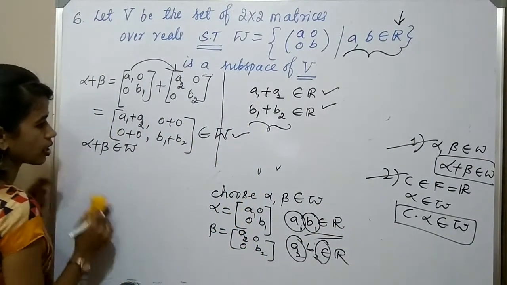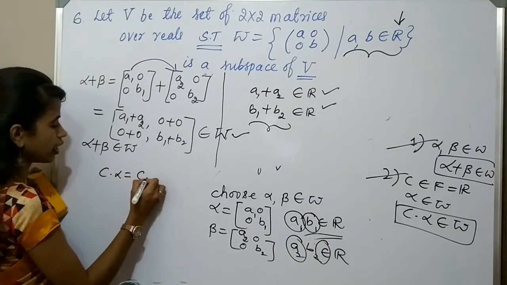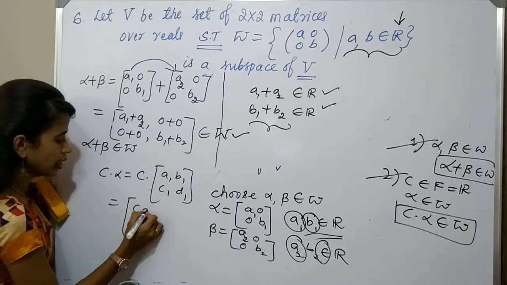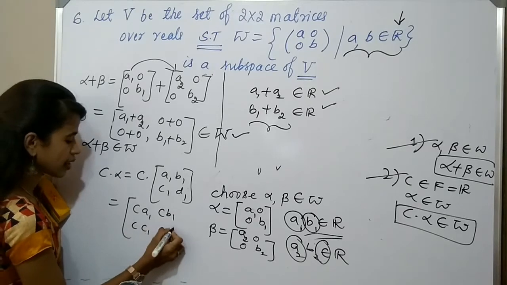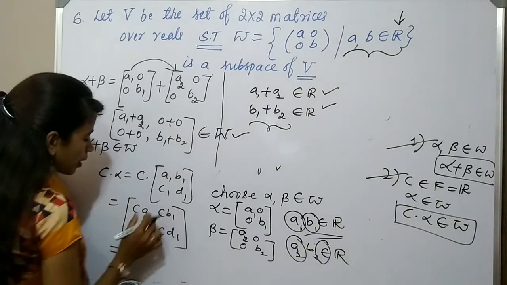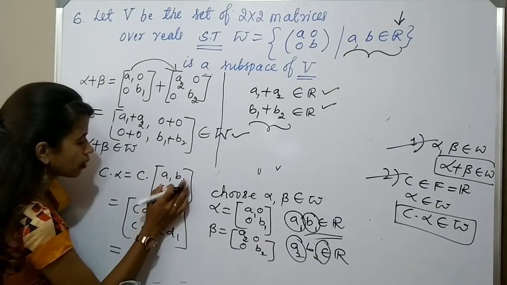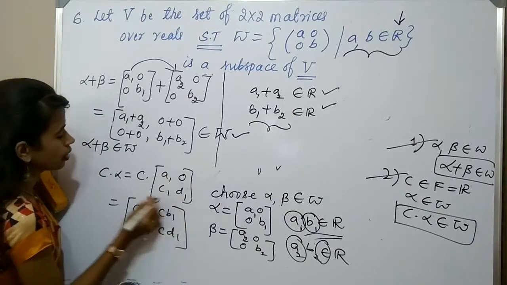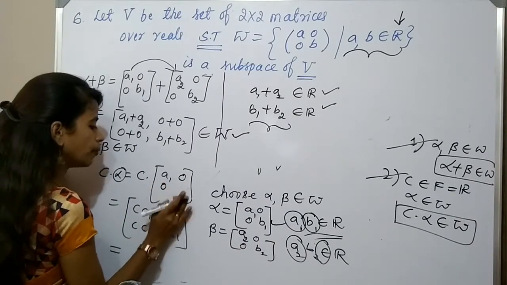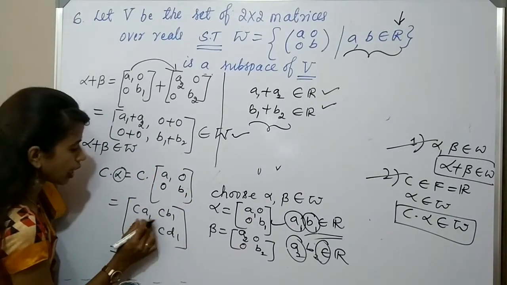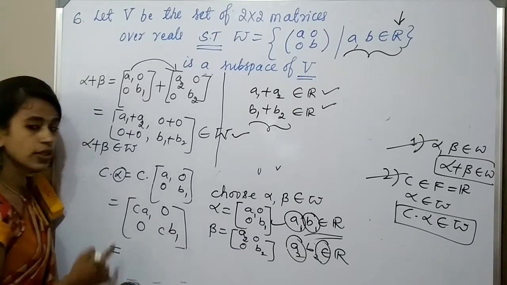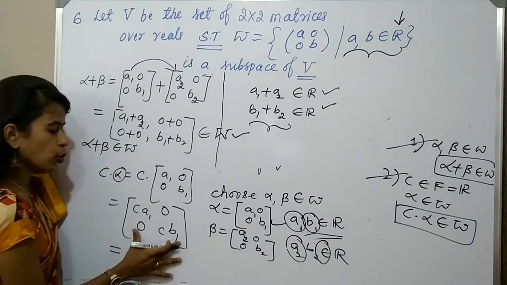The second condition is C dot alpha. Consider C dot alpha. Alpha is [A1, 0; 0, B1]. Sorry for that. Multiplying C within the matrix, we get [CA1, C dot 0; C dot 0, CB1]. Is it okay now? So now it is a 2 by 2 matrix.